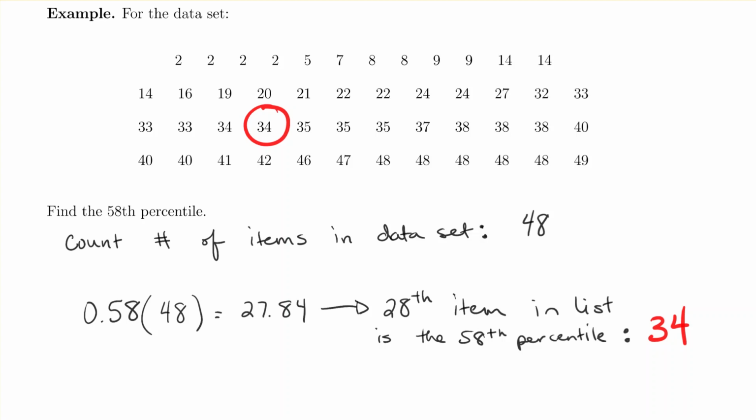So keep in mind, when we were doing this calculation with the 58th percentile times the number of items in the list, we were finding the location, because this is the 28th item in the list, but its value, 34, is the 58th percentile. So our 58th percentile is 34.